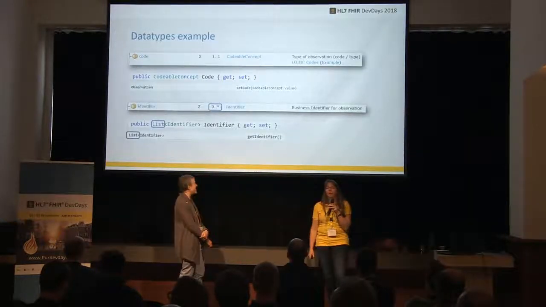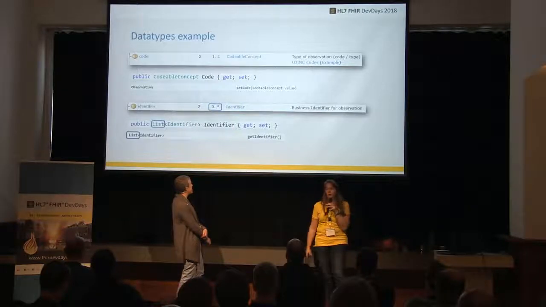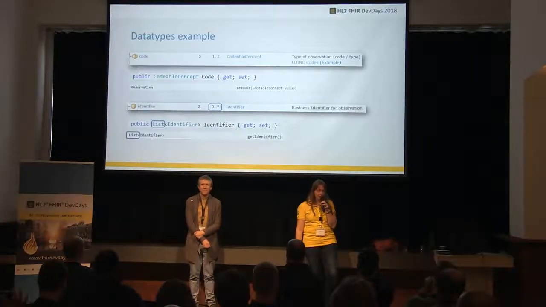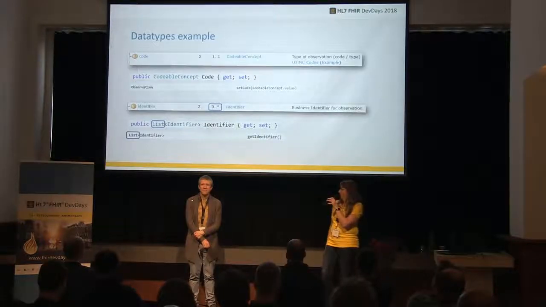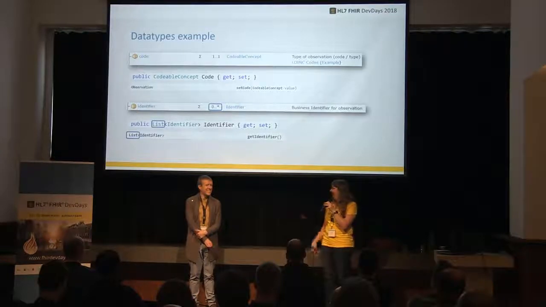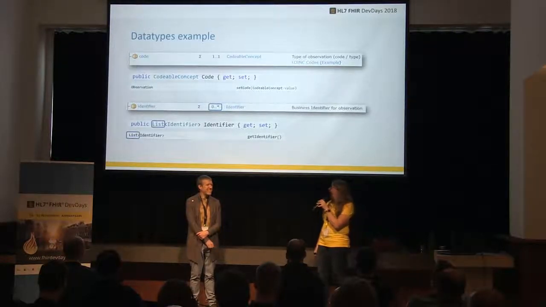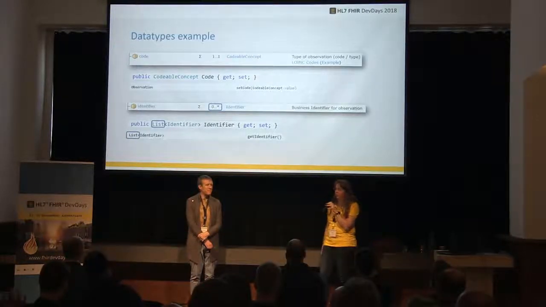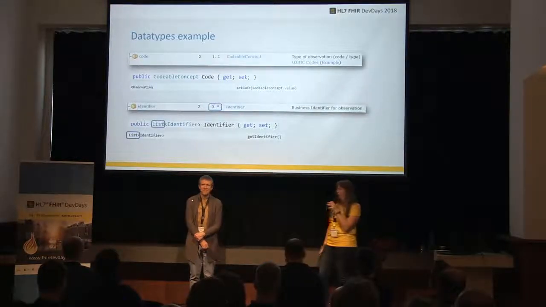For the 0 to star or 1 to star, if you find them listed in the specification, we have the list mechanism. So both in Java and .NET, we have a list of that specific data type defined on those fields. And of course, you can use the normal list operations that you know to work with those lists and arrays.